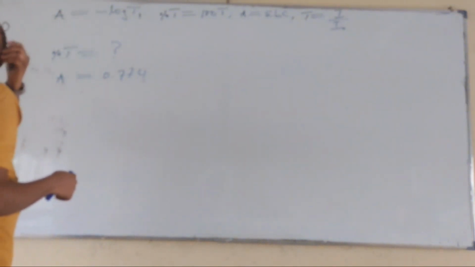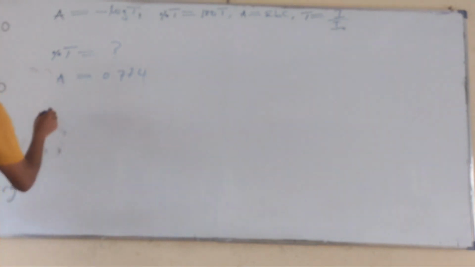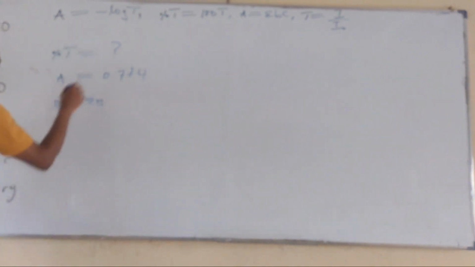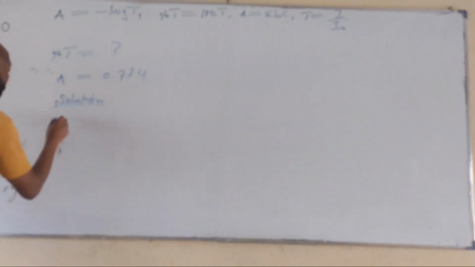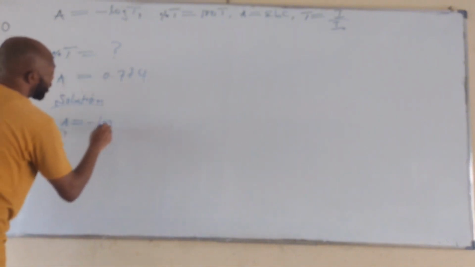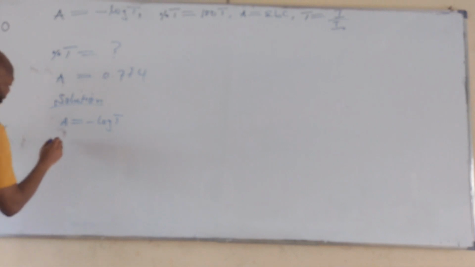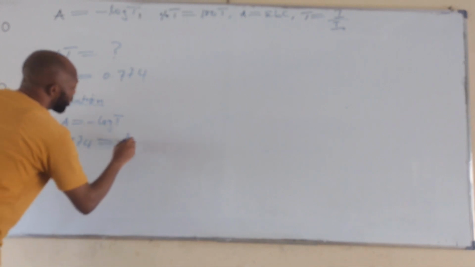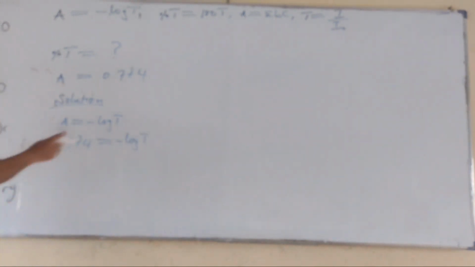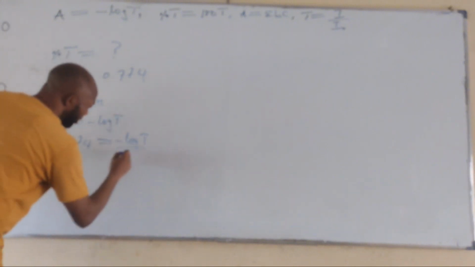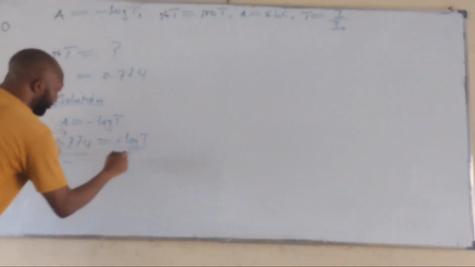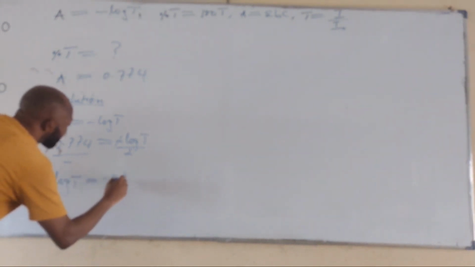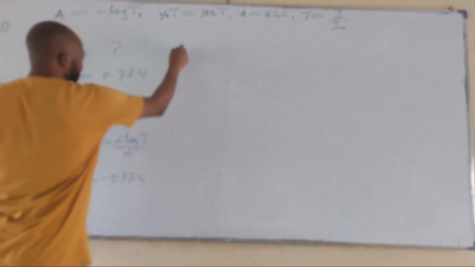Okay, we have to get our transmittance first. So, solution. Let's take the formula first. Absorbance is equal to minus log of transmittance, and absorbance is given to be 0.774, equal to minus log T. So I have to make T the subject. I divide both sides by minus, so I have log of T is equal to minus 0.774.